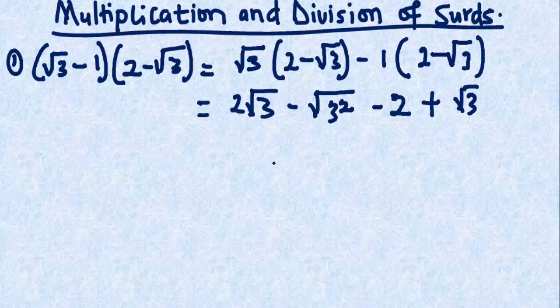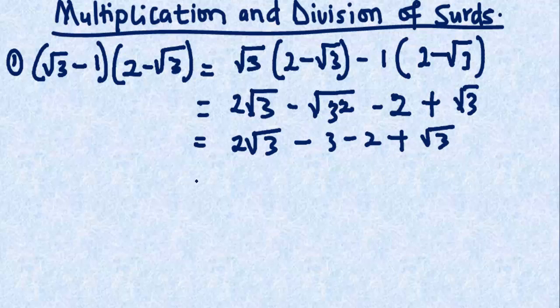So in this case we tidy up here. We have 2 root 3 minus 3 minus 2 plus root 3. Okay, so we group like terms, numbers, and then the surds. So we have minus 3 minus 2, plus 2 root 3 plus root 3.